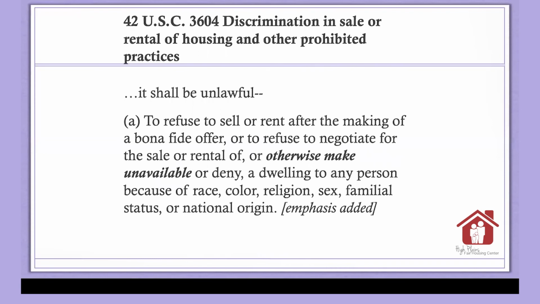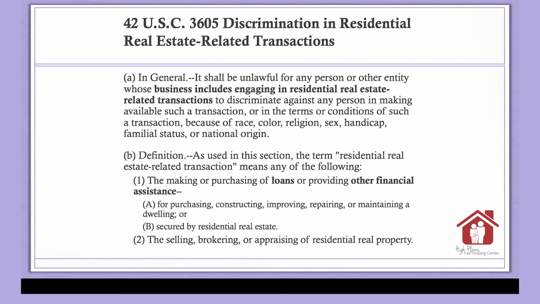Let's look back at the statutory language again of subsection A of the Fair Housing Act. It's unlawful to otherwise make unavailable or deny a dwelling to any person because of race. That's where this comes from. And I hadn't mentioned before, but there's also a portion of the Fair Housing Act under 3605 that deals with real estate professionals or those who are involved in real estate transactions as a business.